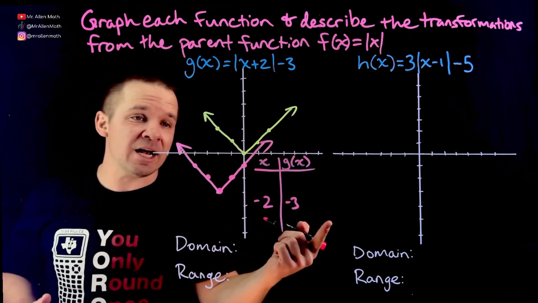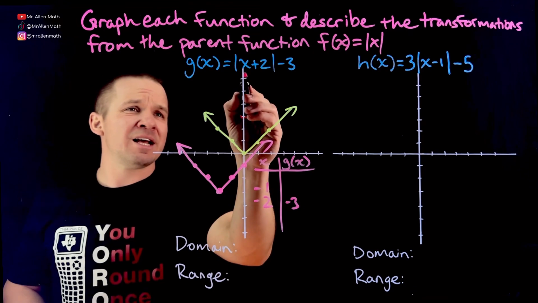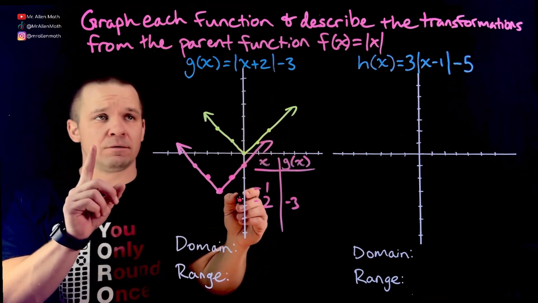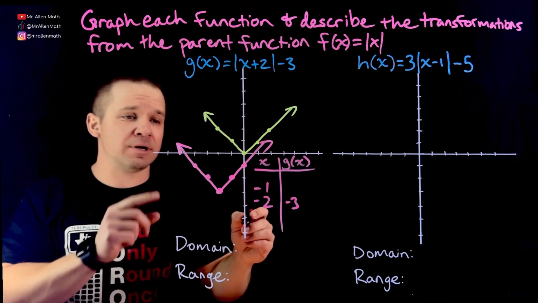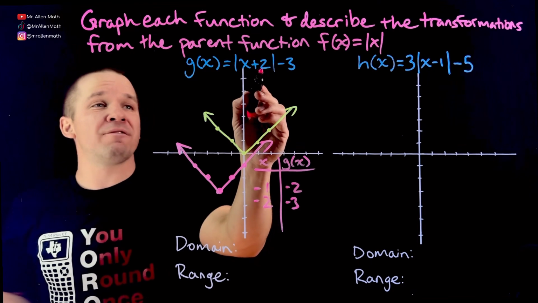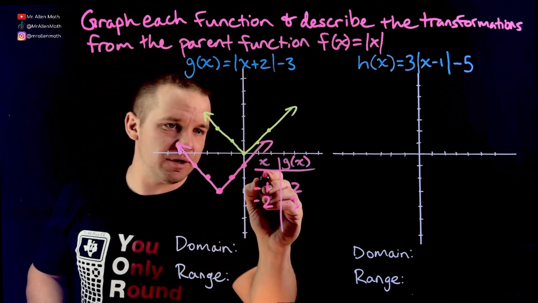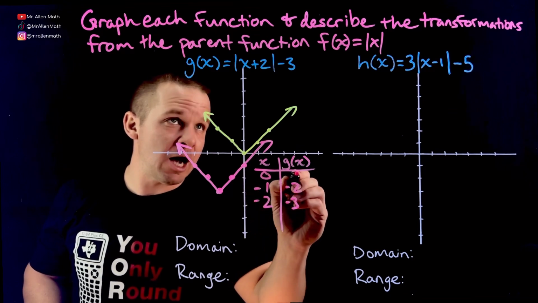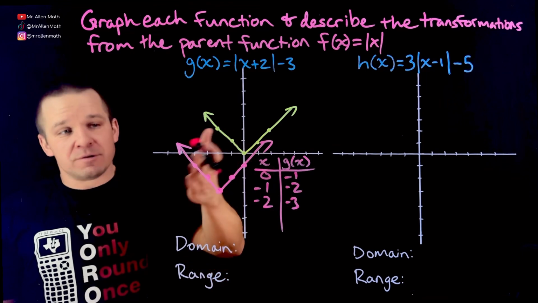If I were to plug in -1, I'll put that right over here, -1, well, I'd get -1 plus 2 is +1, and then the absolute value of +1 is 1, minus 3 is -2. And that's exactly what I got there. And if I plugged in 0, we'd have absolute value of 2, which is 2, minus 3 is -1. So if I put in 0 here, I would get -1. Beautiful. All right. Same would go on the other side there.